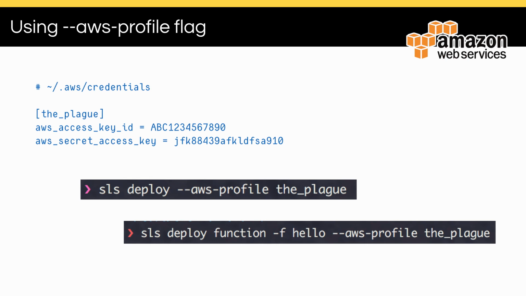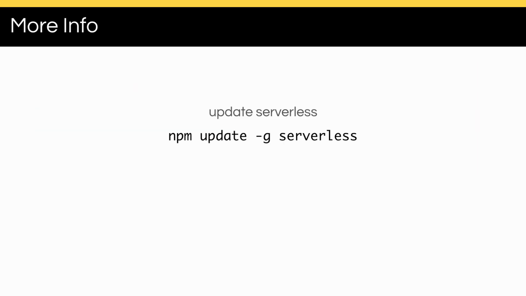You can use other commands, deploy function, package, things like that. Anything that cares about the AWS profile it's running under, you can use this --aws-profile to specify it at execution time. And that's it for all the new features in 1.15. If you want to take advantage of it right now, you can update your serverless version with npm update -g serverless.